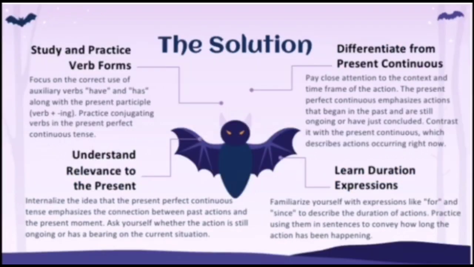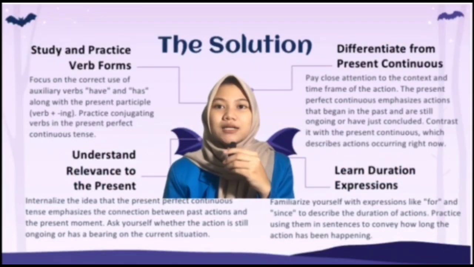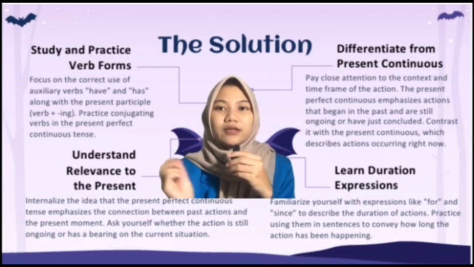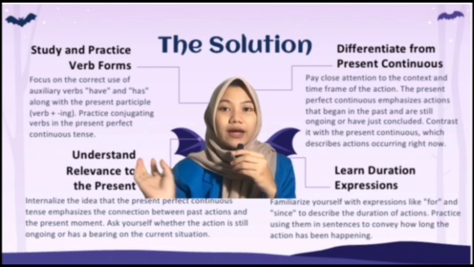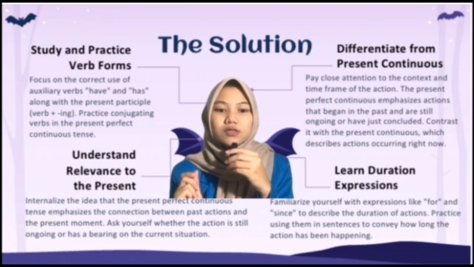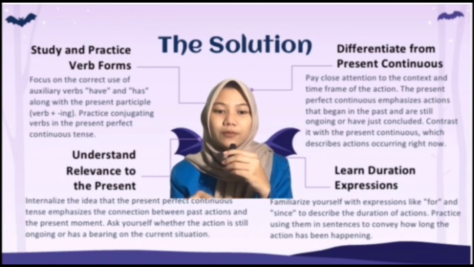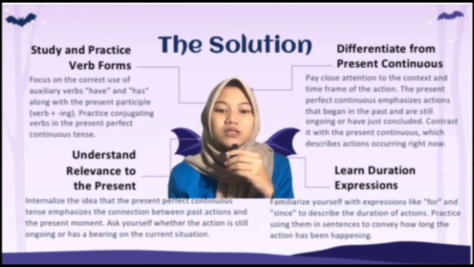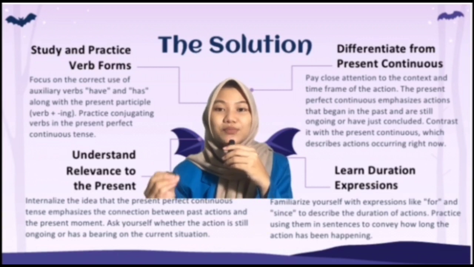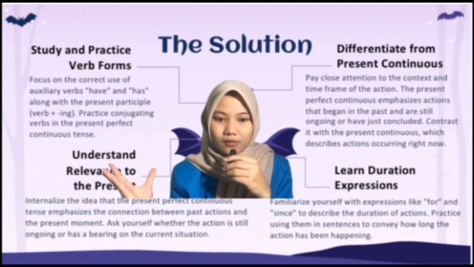Okay, take a look. After we discuss with our group, we can give solutions. The first, study and practice verb forms, like focus on the correct use of auxiliary verbs have and has along with the present participle verb plus ing. Practice conjugating verbs in the present perfect continuous tense.